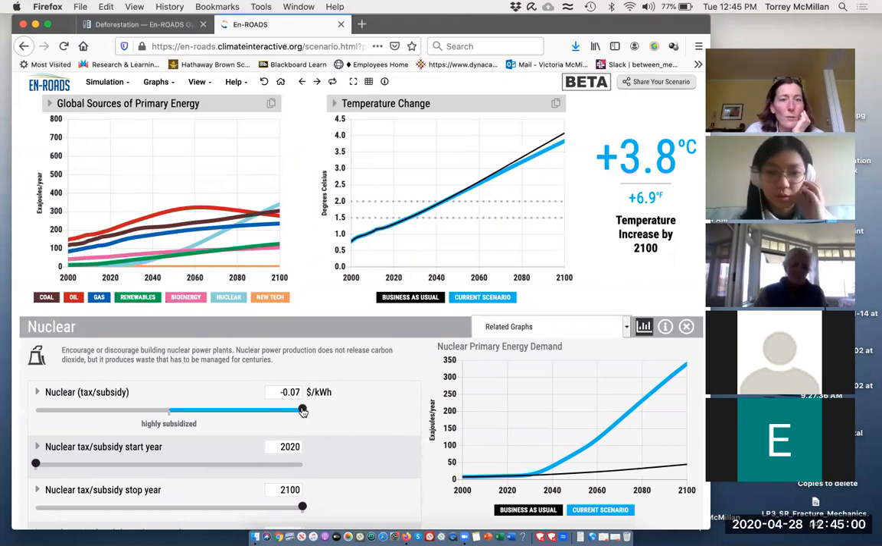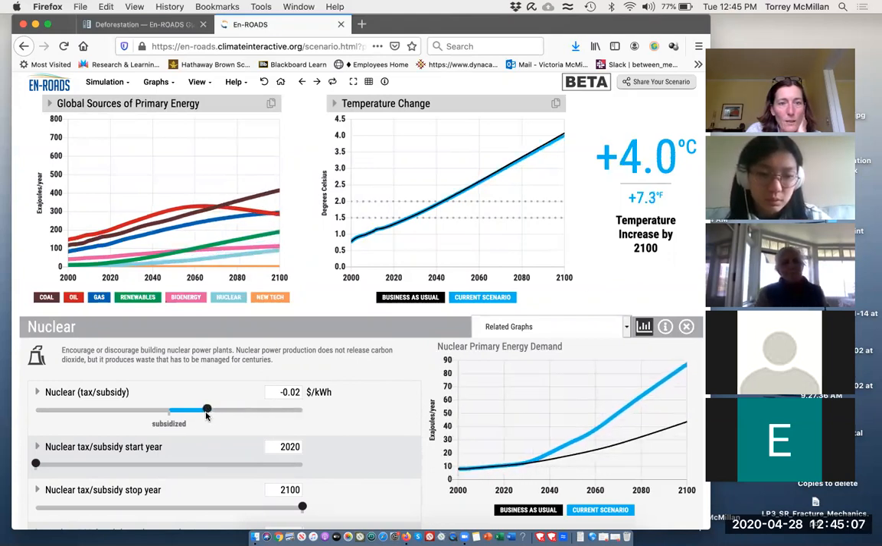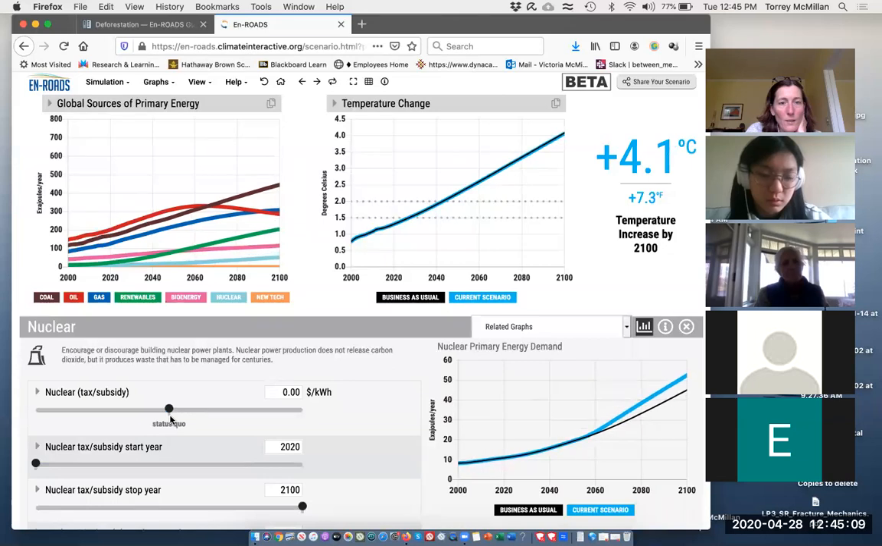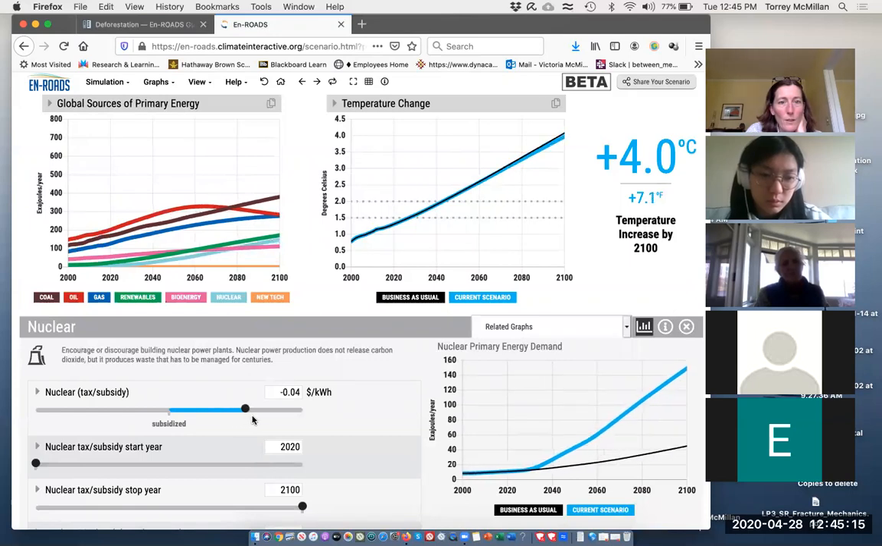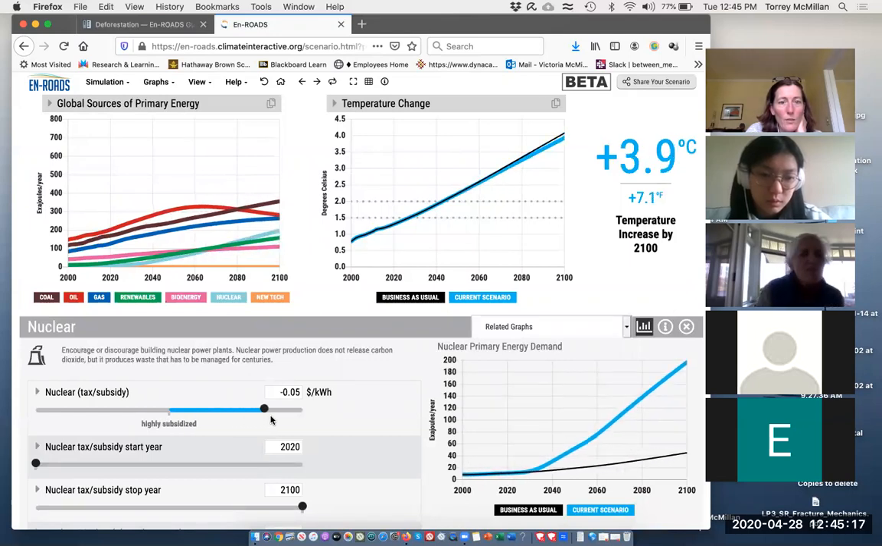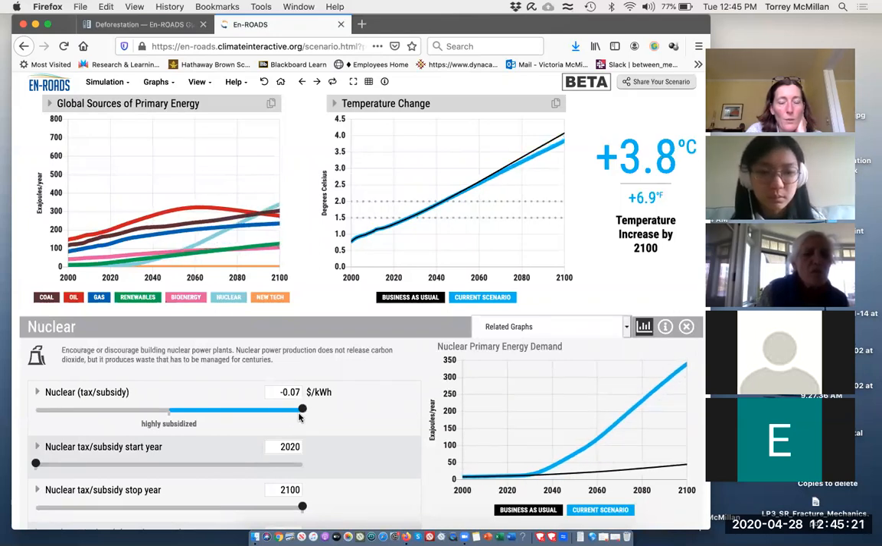Let's go back and watch what happens to the other energy curves when we move this one around. So interesting, the renewables is dropping down, right? Yeah. So as you subsidize nuclear, you get less renewable development too.